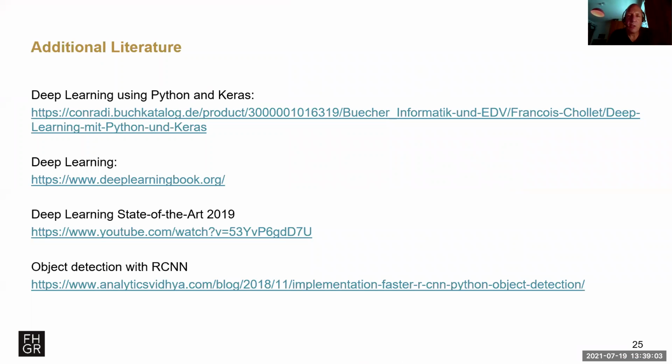There is a number of literature references that have been added to the respective slides, and here's some additional literature if you want to get started with deep learning using Python. Or there are other possible solutions here.